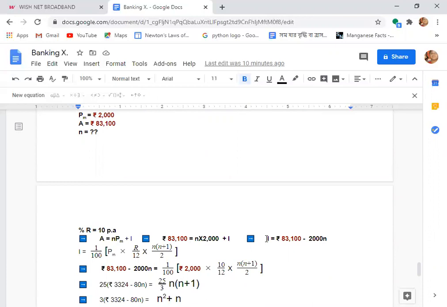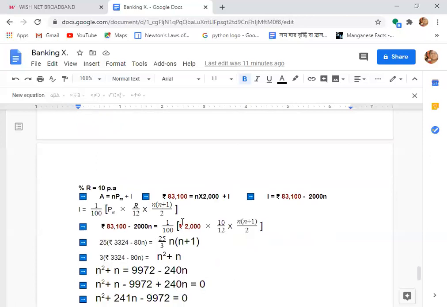So the I value also, we have to change into a single variable. So I here is also changed into n parameters: 83,100 minus 2,000 I. Now we write the formula for I. I is 1 by 100 PM R by 12 into n. So now put the value of PM, which is 2000 given, R is 10, so 10 by 12, n we don't know, so n into n plus 1 by 2.